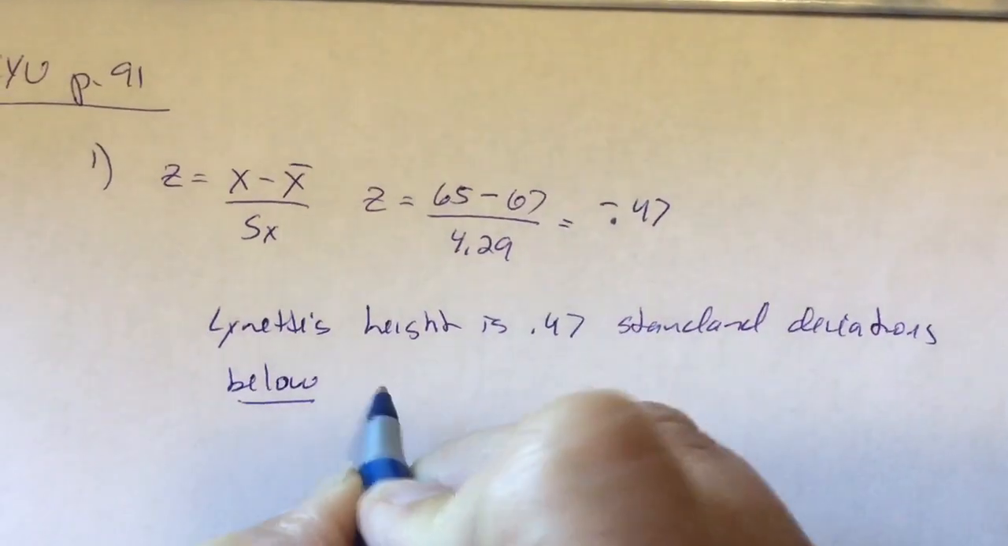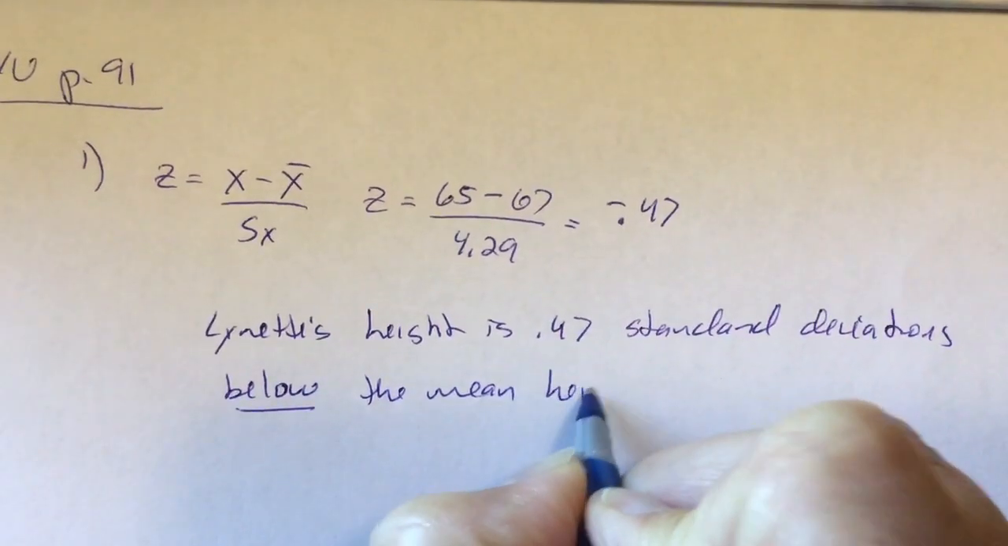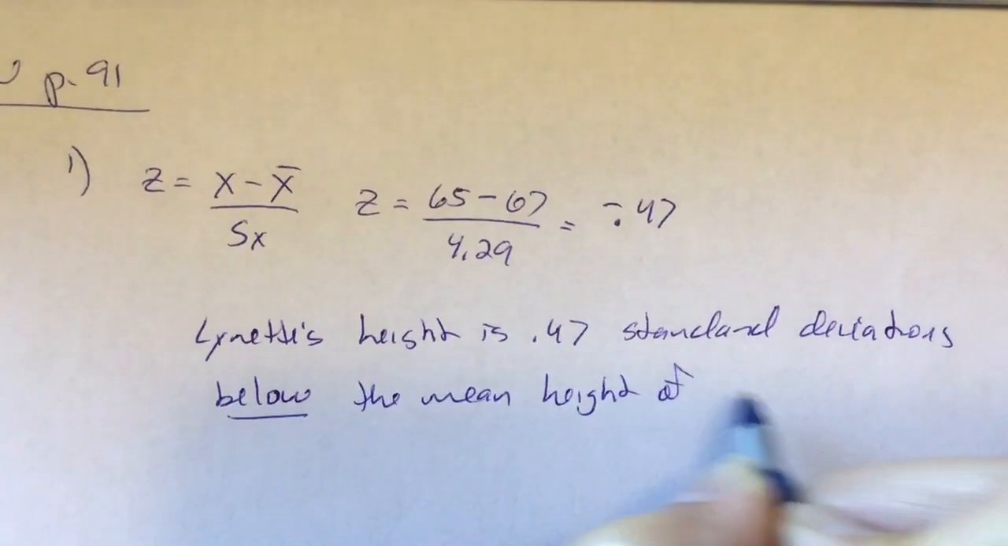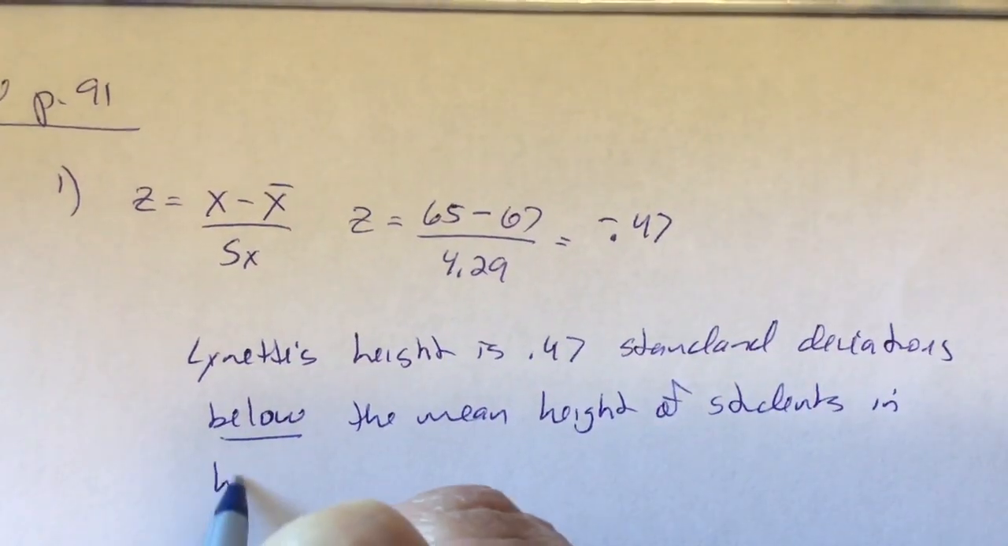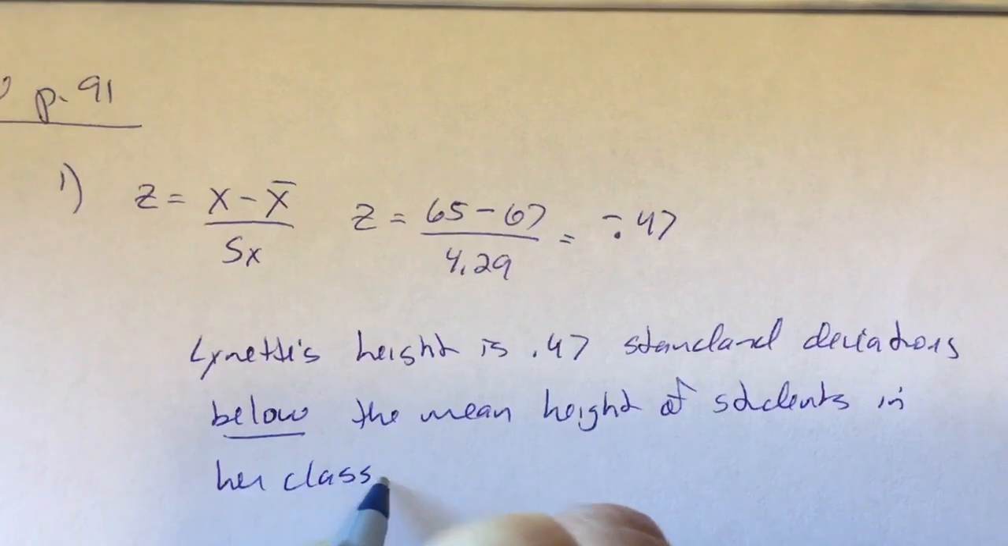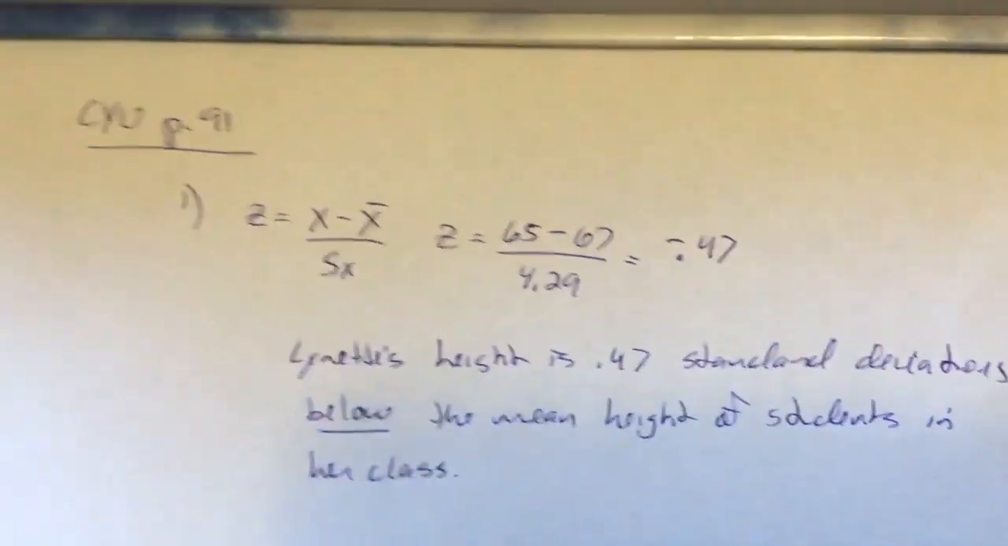Below is the negative. Okay, so there's calculating z-score and an interpretation.